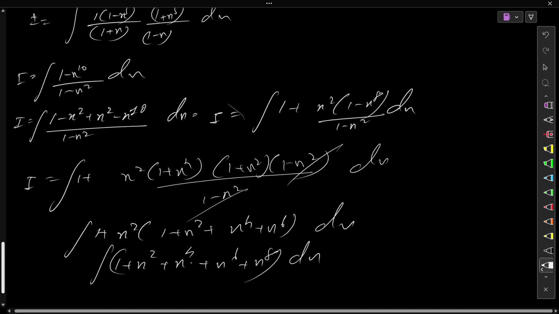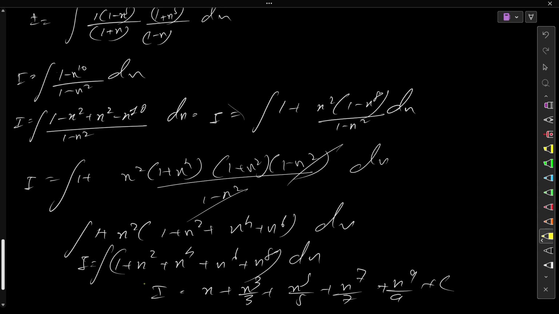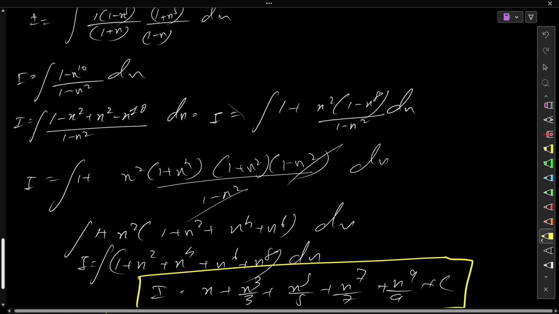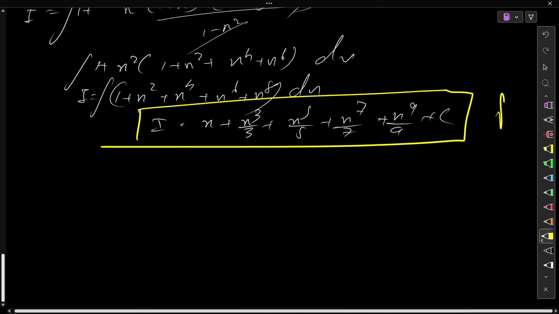So from here we can write I is equal to x plus, evaluating the integral, x to the power of 5 by 5 plus x to the power of 7 by 7 plus x to the power of 9 by 9 plus c. And yeah, here's our final answer to this integral. Next question.